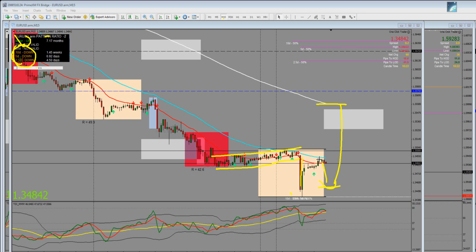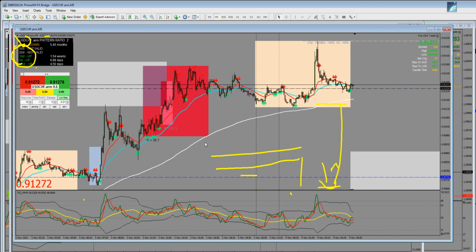There's a lot of pairs to trade, guys, so don't panic. If you miss a trade in the pound dollar, you get a trade in the euro dollar. So like I said, they're both similar scenarios.